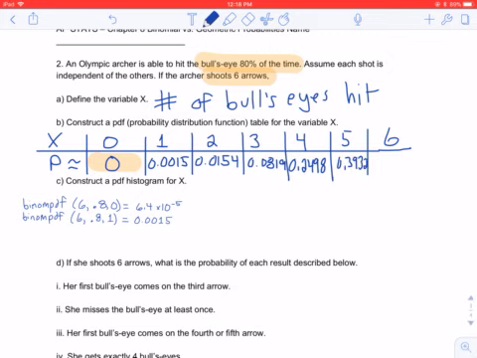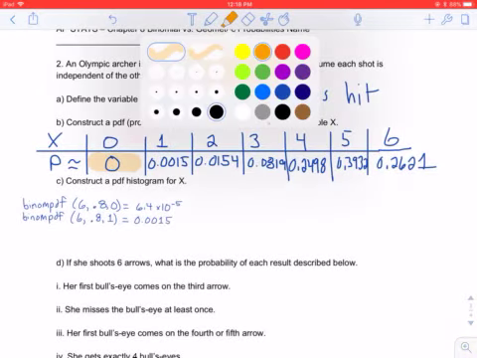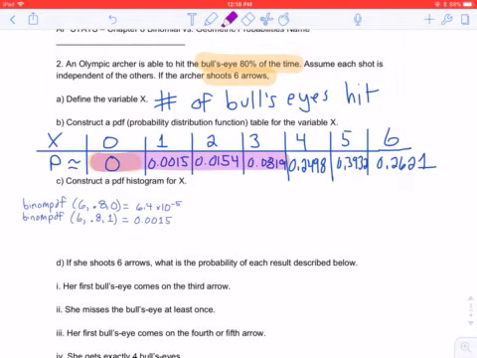Then 3, 2, and last but not least, 0.2621. Alright, so again, all I did was I used binom PDF, typed in 6, 0.8, and then the number of hits, and then I got all these probabilities here. Now, for a probability histogram, this is pretty easy now, because all I have to do is take all these probabilities I just calculated, all these right here, and put them on a histogram related to the number of hits.